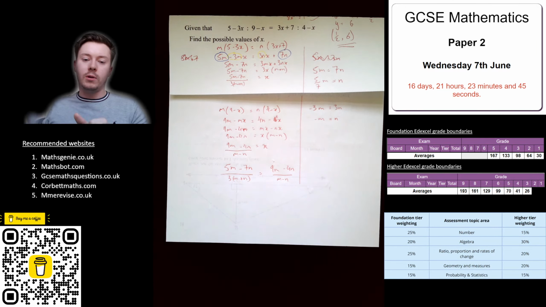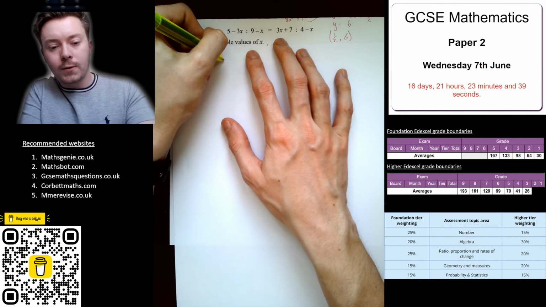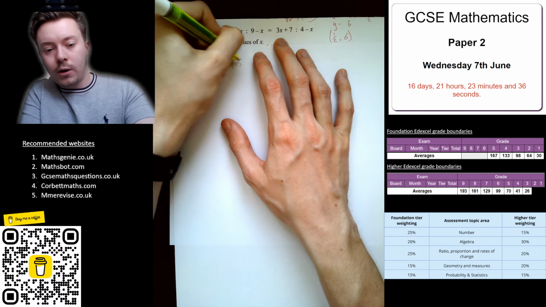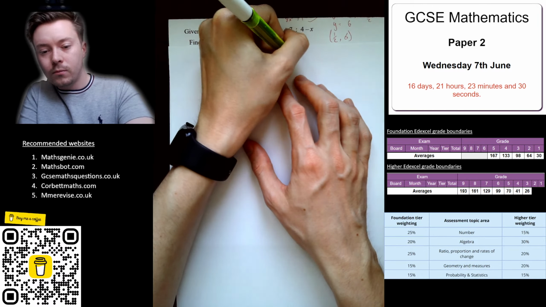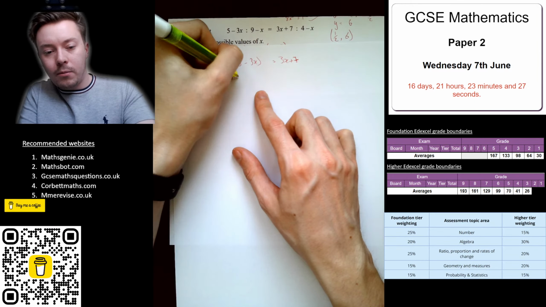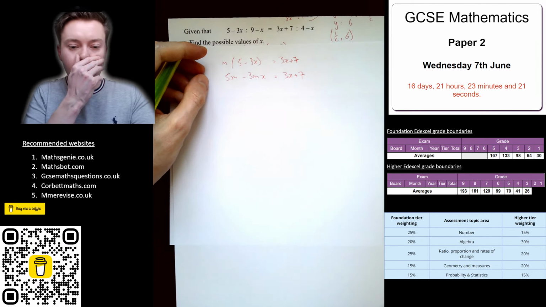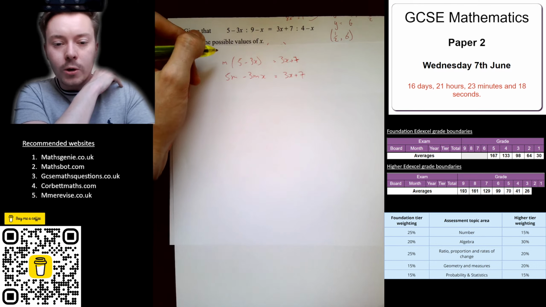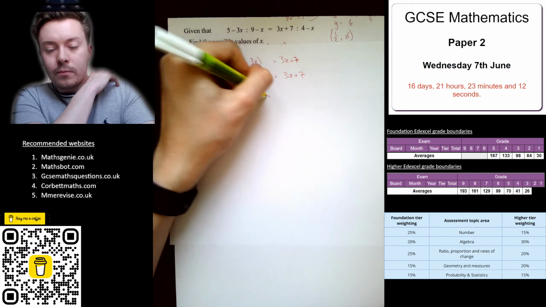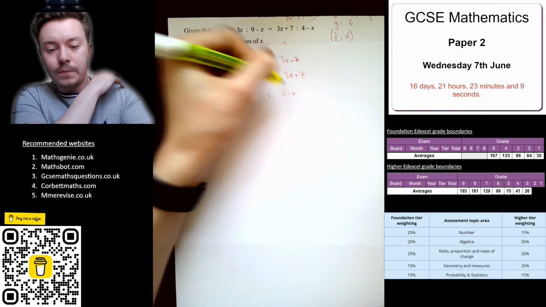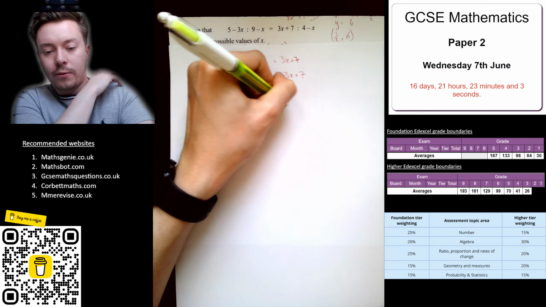So what I'll do is, I will use this other paper. We only need to do one multiple, don't we? So let's go with m lots of 5 minus 3x is equal to 3x plus 7. Okay, so 5m and then minus 3mx is equal to 3x plus 7. And then we've also got m lots of 9 minus x, the same multiple, because it has to be the same multiple, to give us 4 minus x. So 9m minus mx is equal to 4 minus x.